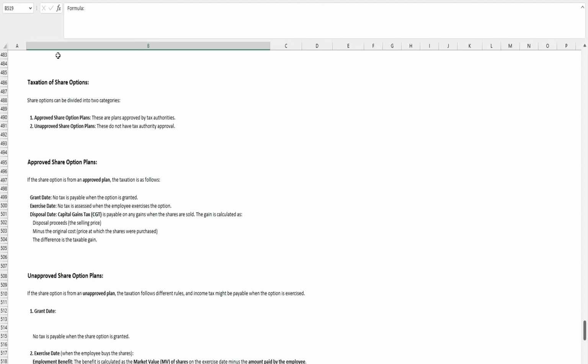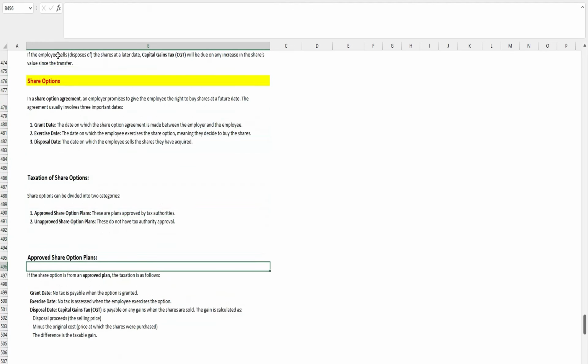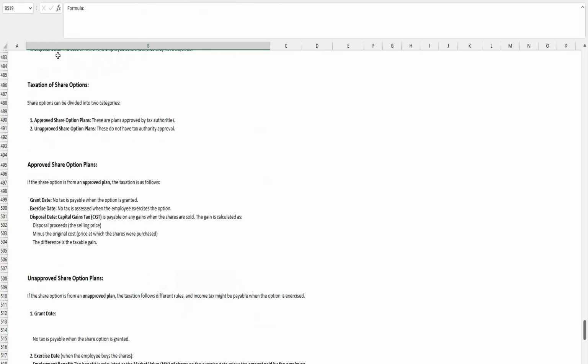So from taxation point of view, we need to learn about the 2 things, approved and unapproved. Okay, so what will be the tax implication in case of the approved plan, and what will be the tax implication in case of unapproved plan? So let's learn about approved share option plan.